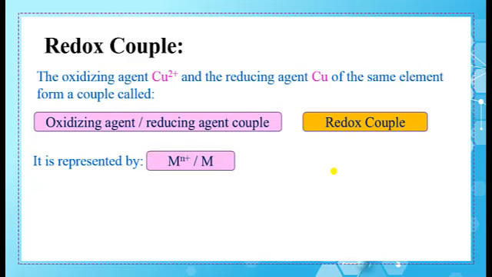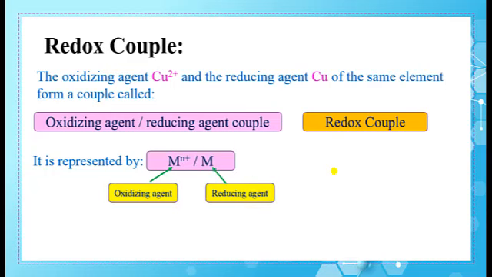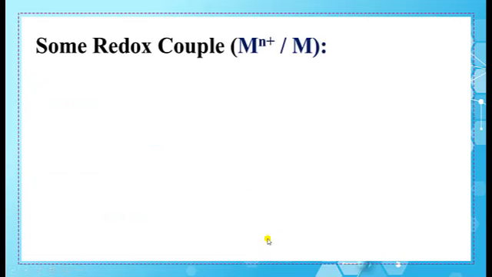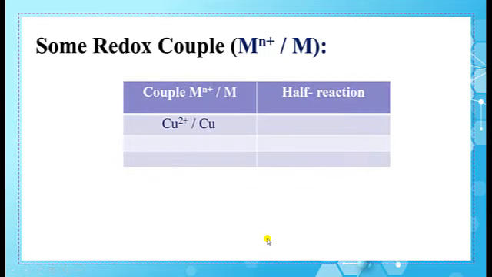It is represented by Mn+/M. First, we have to write the oxidizing agent, then we have to write the reducing agent. They are related by the half reaction, which is Mn+ plus n electrons give M, or M gives Mn+ plus n electrons. Some examples of redox couples are Cu2+/Cu. The half reaction can be Cu2+ plus 2 electrons give Cu, or Cu gives Cu2+ plus 2 electrons.